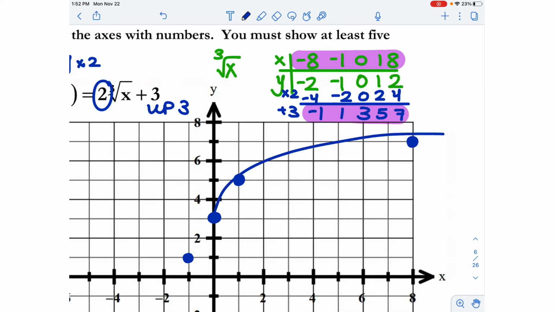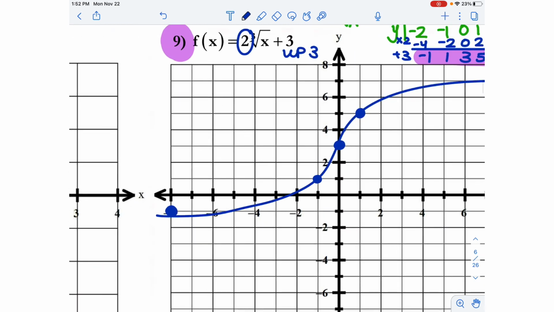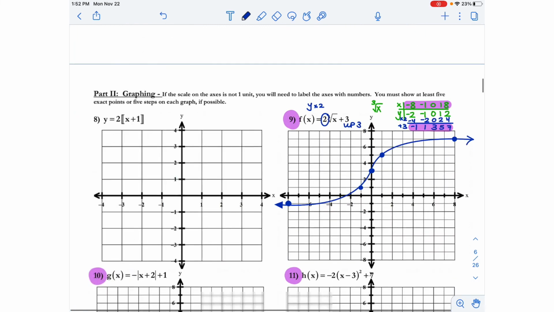Beautiful. So this goes, it's kind of like a snake. I know, buddy. There we go. Beautiful. Glorious. All right, so that is my cube root function.